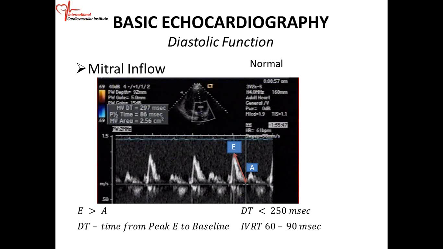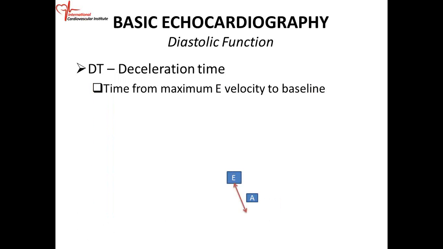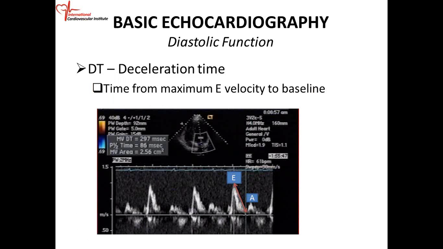That is the time from the peak of the E velocity to the baseline. Okay? So we have our E velocity and A velocity. The IVRT is right inside there. Isovolumic relaxation time or period. So you have to know the definition of the E velocity, deceleration time, A velocity, IVRT, and you also have to know what the normal numbers are.